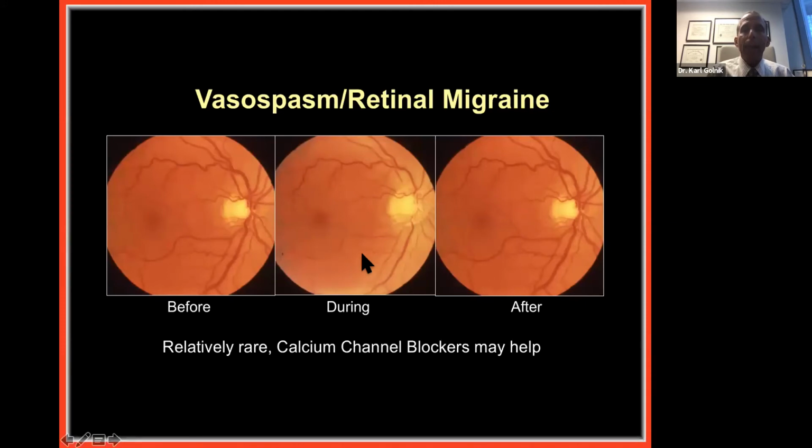So this patient just happened to have a vasospasm, which I think is also probably the same thing as what's been called retinal migraine. I think you want to be very hesitant to make a diagnosis of retinal migraine. This is very rare. Certainly, this is not at the top of your list. But obviously, if you can observe it, as we did, then you can make that diagnosis. Calcium channel blockers may help reduce or eliminate these episodes of retinal migraine.